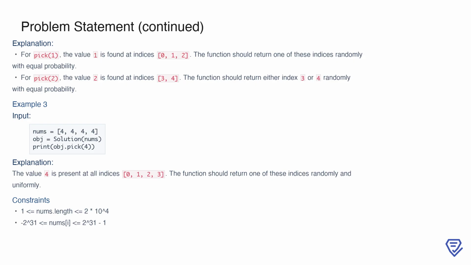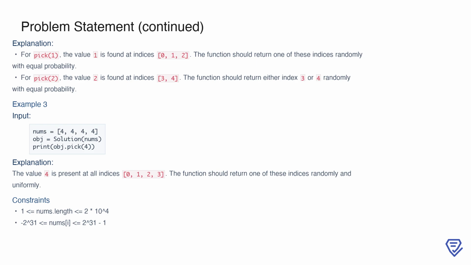Continuing with another example, if nums equals 4, 4, 4, 4, and we call pick 4, the number 4 is present at all indices 0, 1, 2, 3. The function must return one of these indices uniformly at random. This means that every call to pick 4 should give equal weight to all these indices, ensuring a fair distribution.